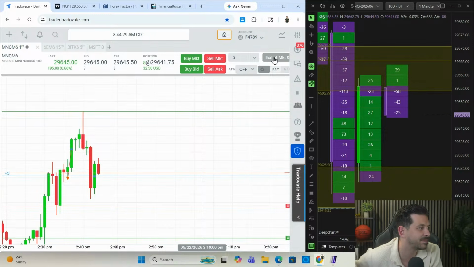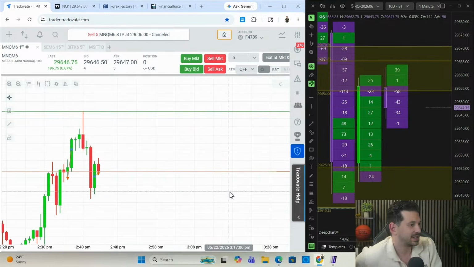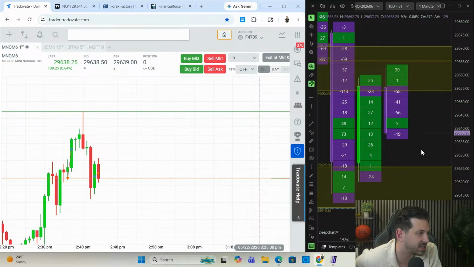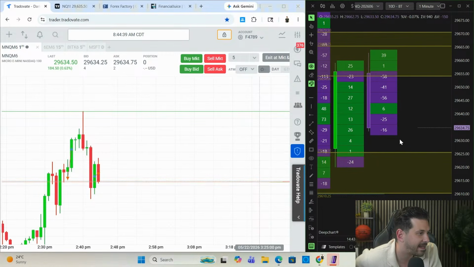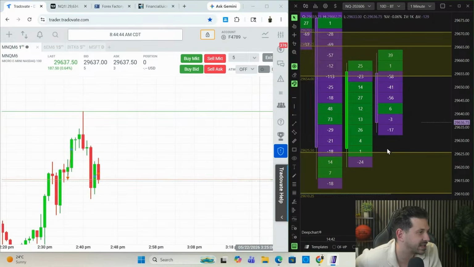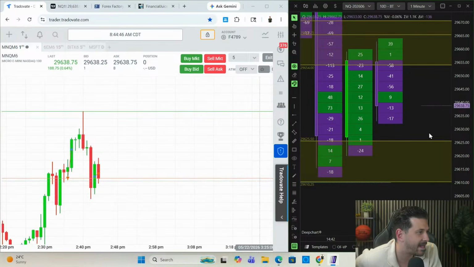I don't like it. I'm getting out. Out at break even. I don't like it. Those buyers at the top just started failing, and those sellers were just a little bit too strong. Might come in for another stab. Let's see. We're just kind of bouncing between these two gaps right now.